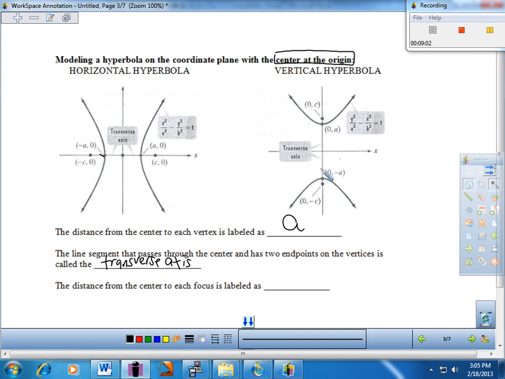Okay, good. The distance from the center to each focus, there's our key right there, center to focus, just like an ellipse, is going to be labeled as C. So you can see that right here. From the origin, center to vertex is A, so there's your A value. Center to focus is C, so there's your C value popping up on the coordinate plane, and we'll definitely refer to that as we go through the process today. Looks good. Okay, I'm going to go to my next screen.